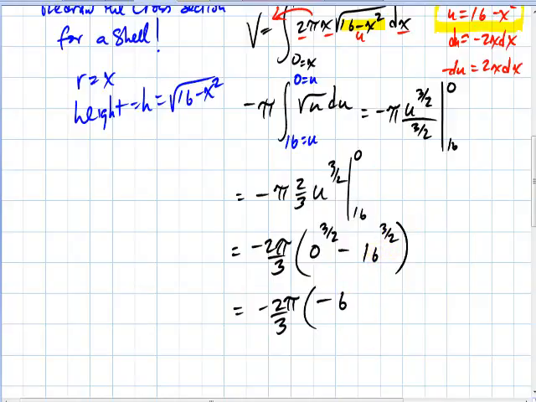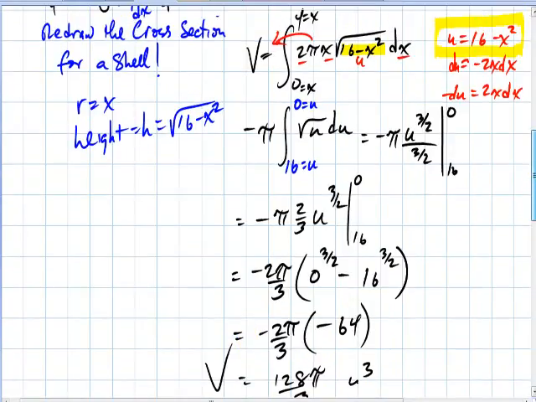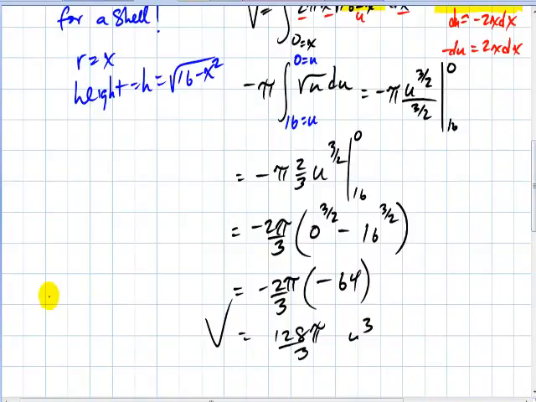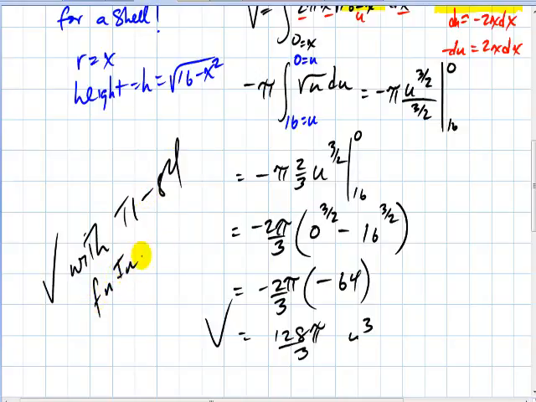4 cubed is 64. Sorry about that. 4 cubed is 64. A negative times a negative is a positive, so you get 128 pi thirds cubic units, and that's your volume. So regardless of whether you use the shell method or the disk method, you're going to get the same result. And again, check with the TI-84 and go function integration. Enter the function in, enter your variable in, enter the lower and upper bounds, and check with a decimal. Okay, just remember that.